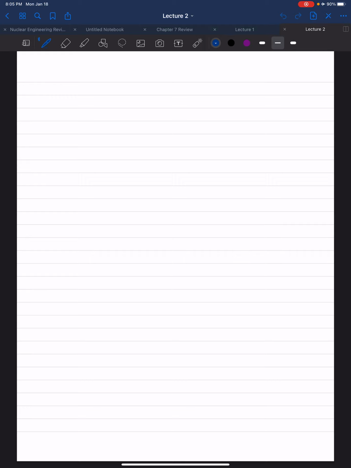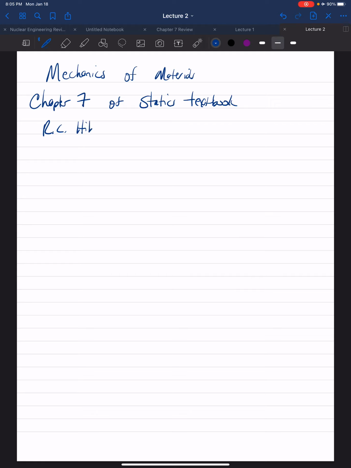Good afternoon. This is Mechanics of Materials. So we are working in chapter 7 of the statics textbook. Author is R.C. Hibbeler. That's the 5th edition.